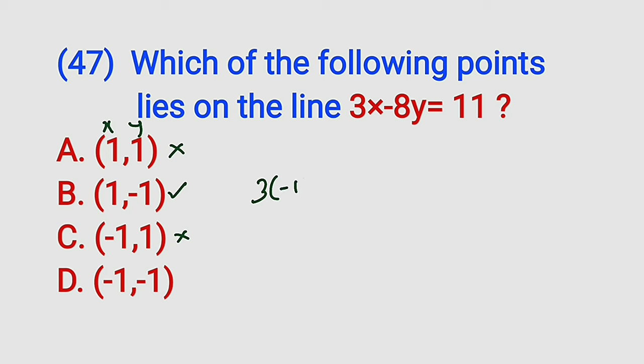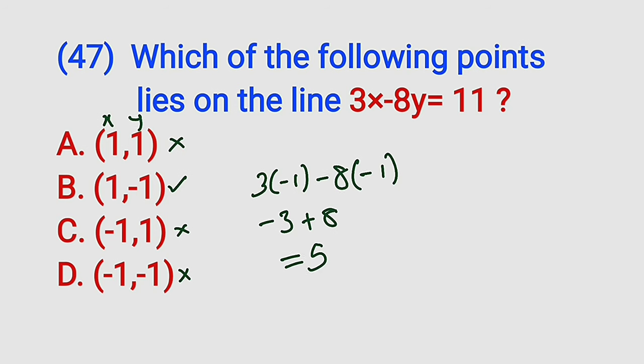We have 3 times negative 1, negative 8 times negative 1. This is negative 3, this is positive 8, and this will give us positive 5, which is not the same thing as 11. And hence, B is the right option.